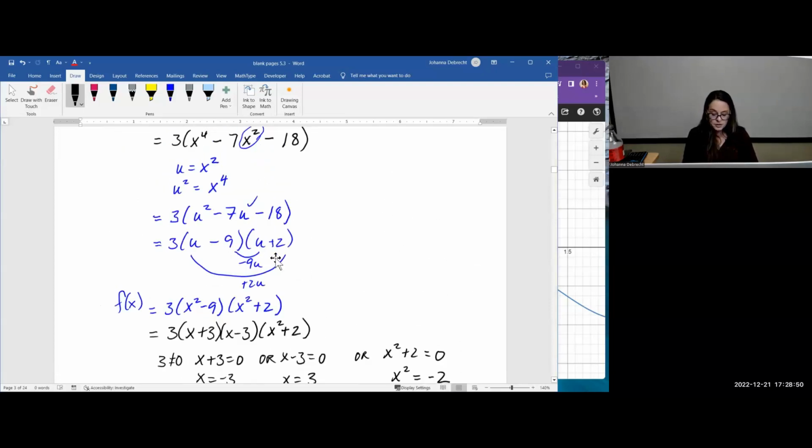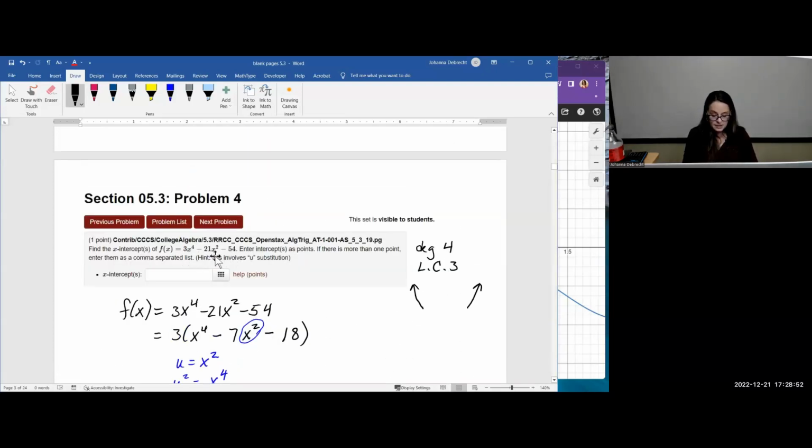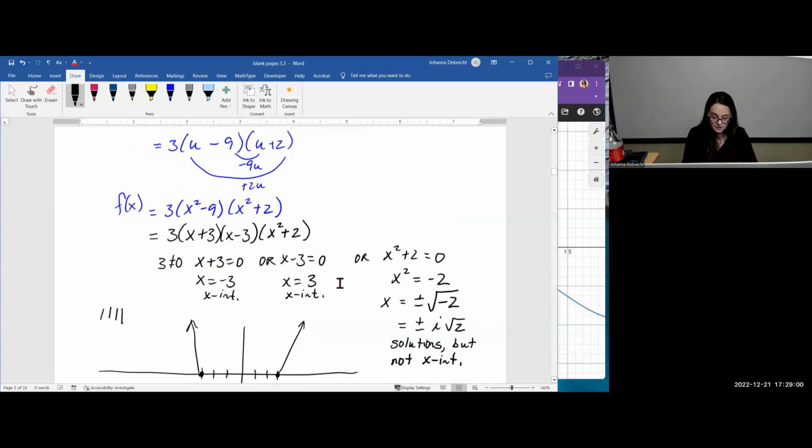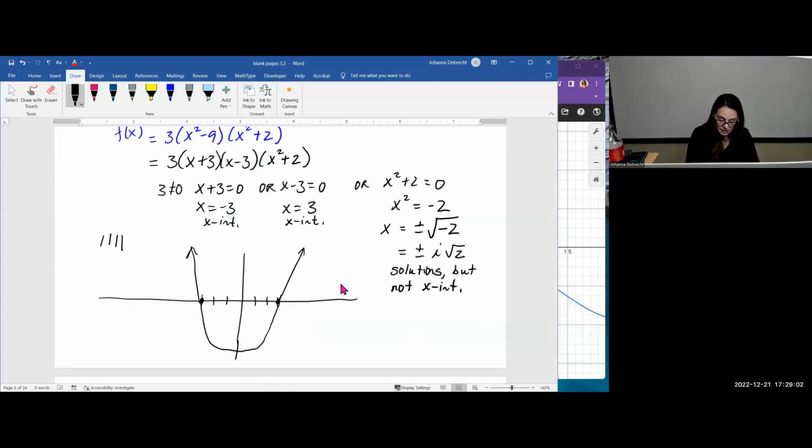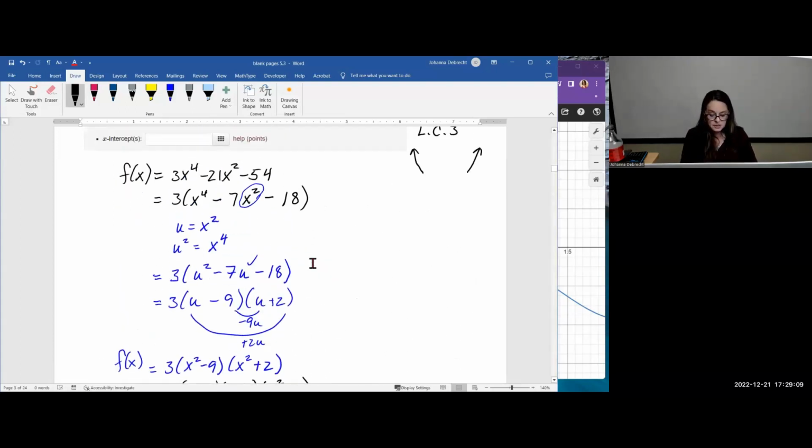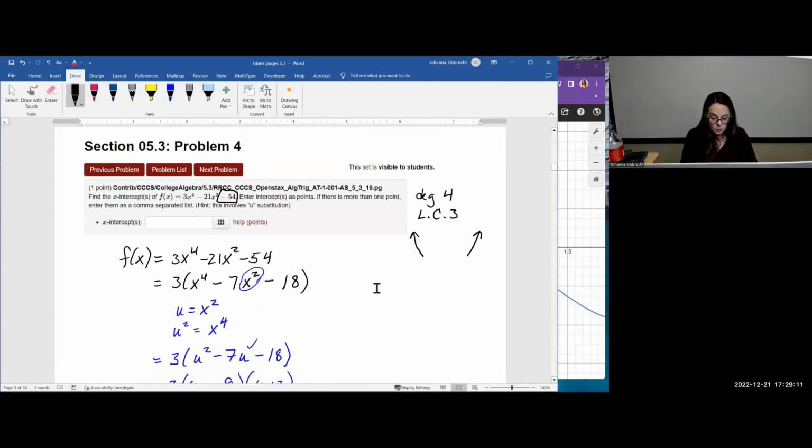Now, if I want to know what the y-intercept is, the easiest way to find it is in the non-factored form. That would give you the constant term right there, which is negative 54. So I believe that this will cross down here at 0, negative 54. So let's put this one into Desmos and see how close we are. We have 3x to the 4th minus 21x squared minus 54.